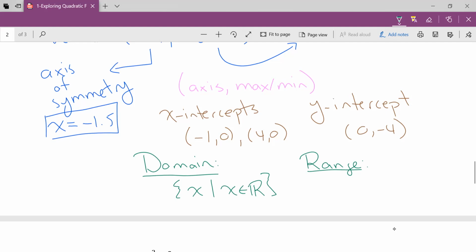For the range, well, this one stopped going down. So we'd say the set of numbers y such that y is greater than or equal to our minimum value. And our minimum was 6.25, comma, y is an element of the reals. Okay, so we're finding all of this information today by graphing.